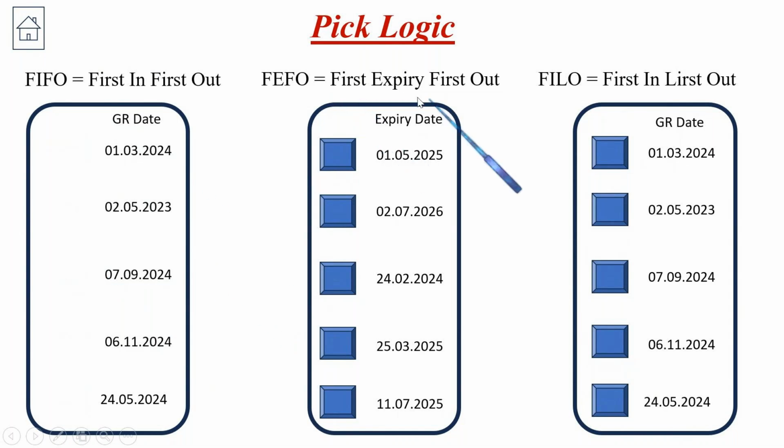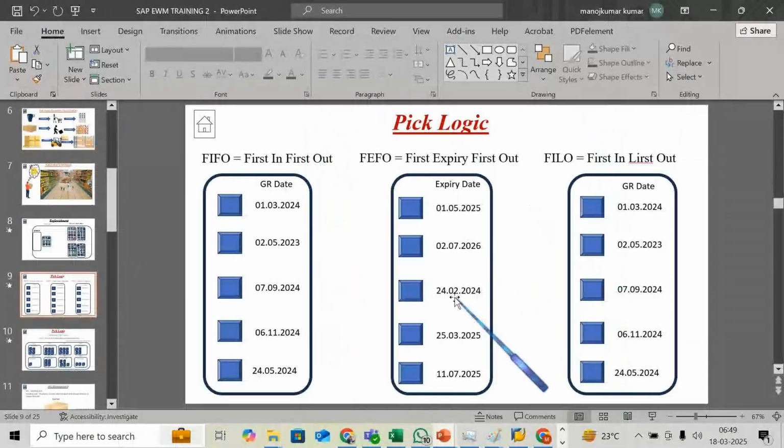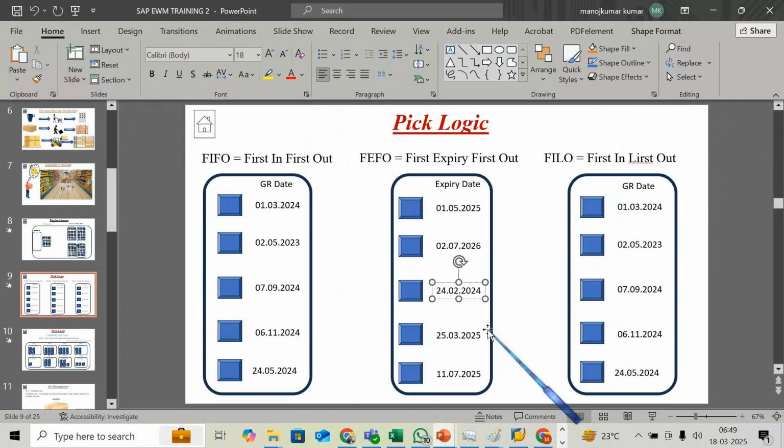The next thing is first expiry, first out. These are not the received dates, but expiry dates. It is a better idea to issue the products based on the expiry dates, right? Because the first product which is going to expire very soon, we have to issue it to the customer. This one is already expired actually; the slide was prepared in the month of December.